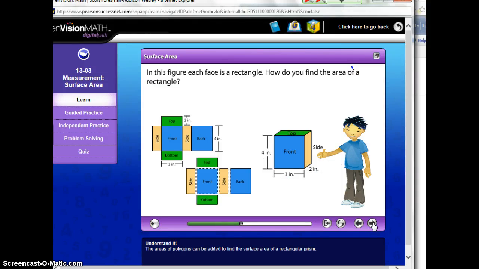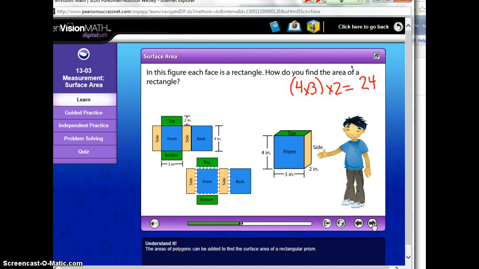So to find the surface area, we need to find the area of each of them. So let's start by finding the area of the blue. Okay, the blue. Area means length times width. So what would be the area of the blue? Cole? 12. So I would take 4 times 3 to find the area. And because there's 2 blues, I need to double it, which is 24. Good work.